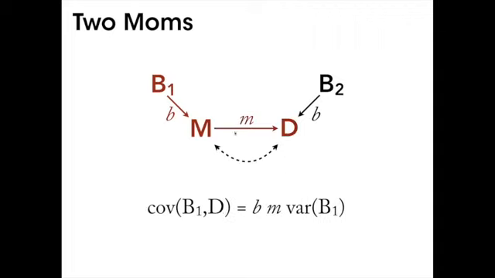We can do the same for the covariance between B1 and D. Remember, we can't calculate the covariance between M and D because it depends upon this confounding path, and we don't know the strength of anything on this confounding path, and we can't measure it. So you can't calculate the covariance between M and D, which is what we want, meaning you can't estimate M. But here's the trick. We can estimate the covariance between B1 and D, because the confounding path is not open along that. And so the covariance between B1 and D, by the same rules, is B times M times the variance in B1 at the start.